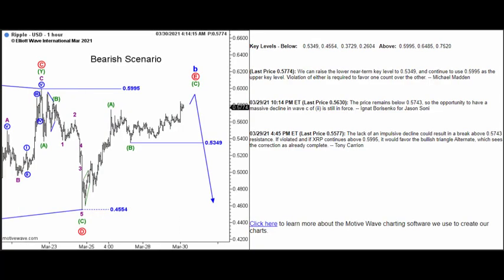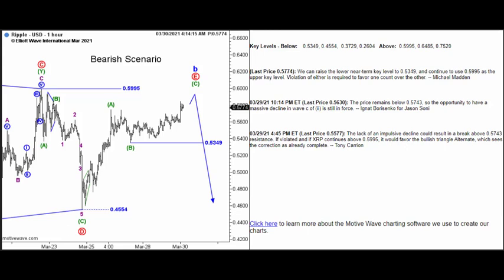And here, a few sessions later, on another update from the hourly time frame, we have raised the lower near-term key level to 0.5349 and will continue to use 0.5995 as the upper key level. Violation of either is required to favor one count over the other. So now we have reduced the key levels that we're watching to a very fine zone.